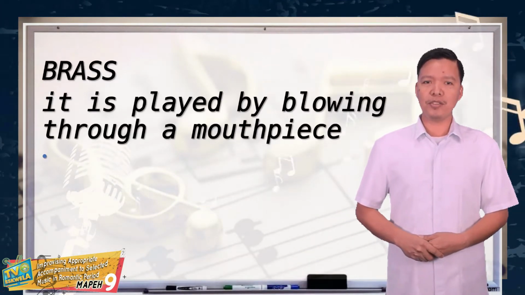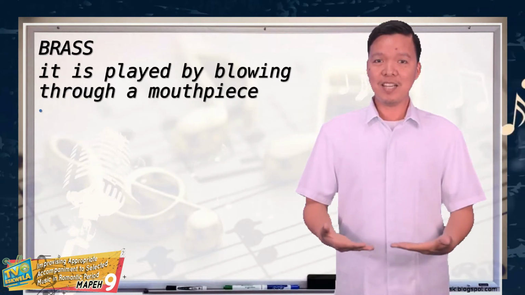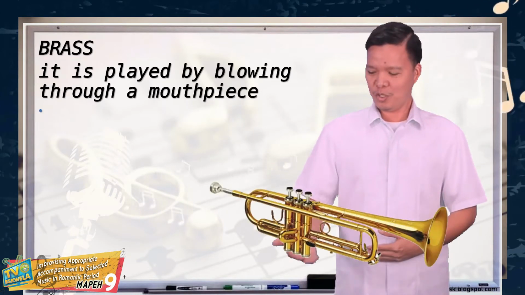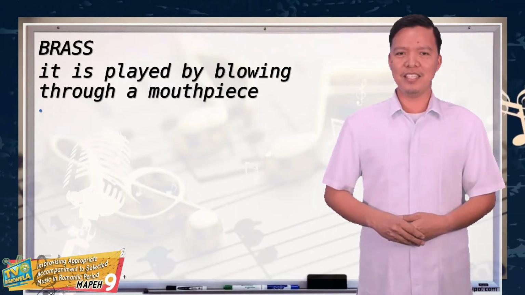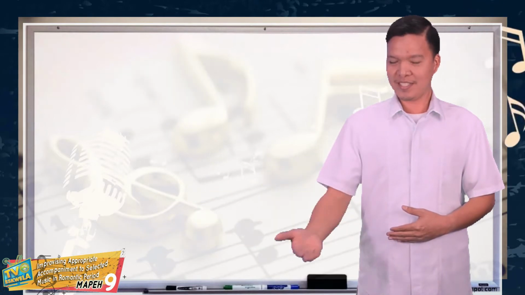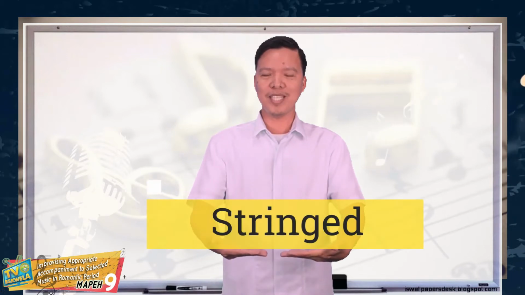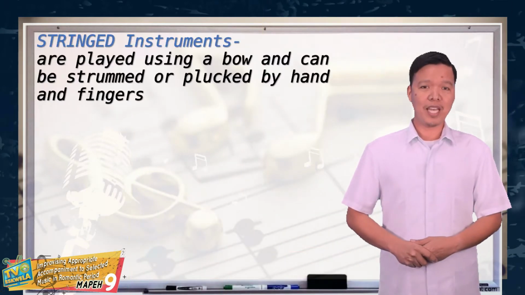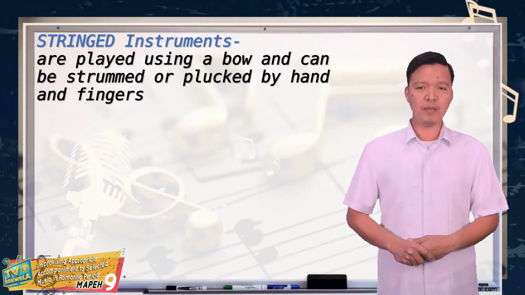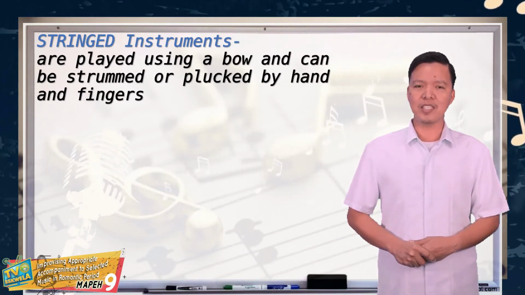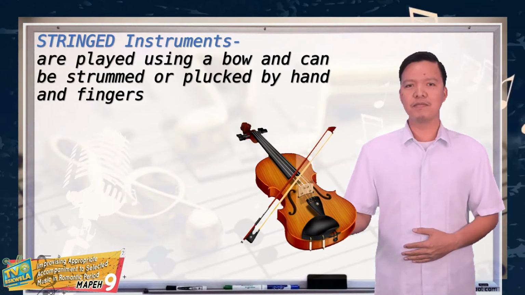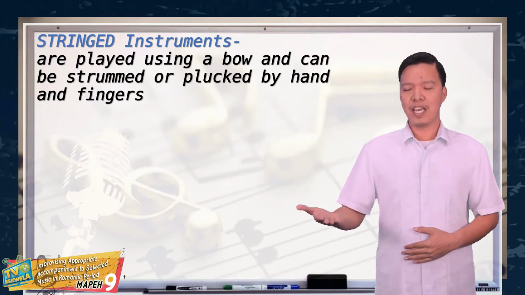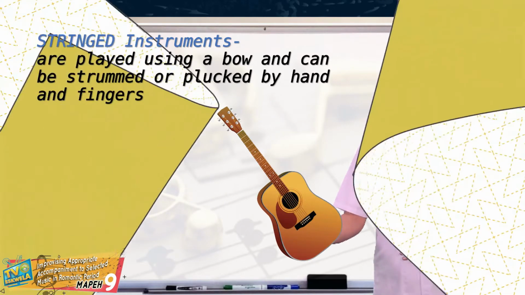It is played by blowing through a mouthpiece. Examples are trumpet, trombone, and French horn. And the fourth one is the stringed instruments. They are played using a bow and can be strummed or plucked by hand and fingers. Examples are the violin, the harp, and my favorite, the guitar.